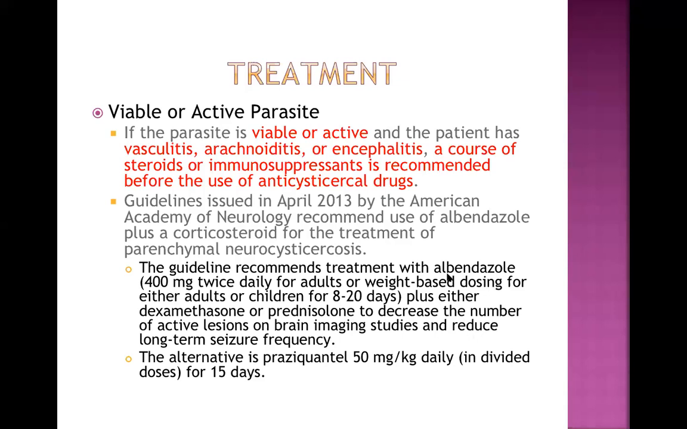Now, what is the dose? In adults, 400 milligrams twice daily. In children, half of that, for 8 to 20 days, plus dexamethasone or prednisolone. These are examples of corticosteroids, to decrease the number of active lesions on brain imaging and reduce long-term seizure frequency. If we give corticosteroid, it doesn't allow intense inflammation to occur. Without inflammation, the long-term seizure frequency is going to be reduced.